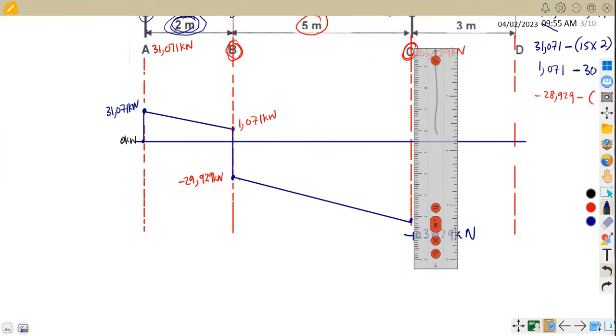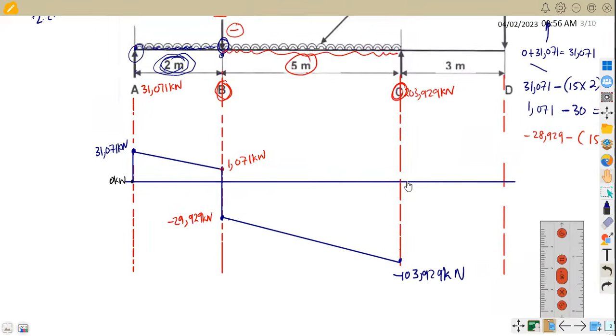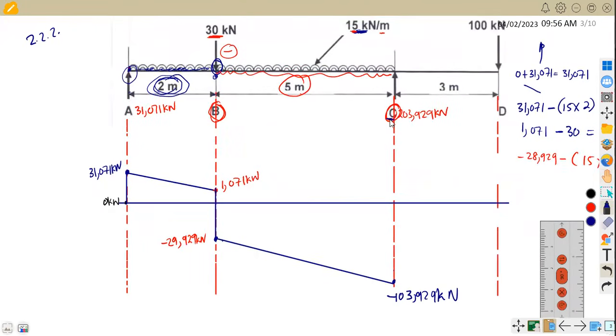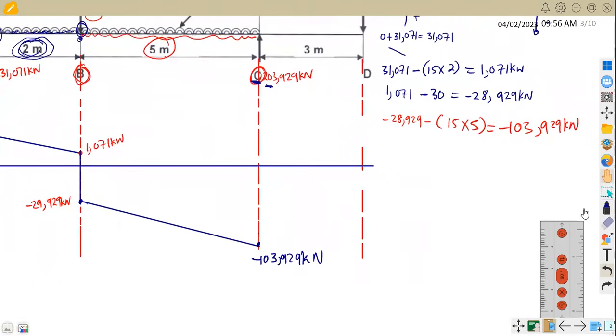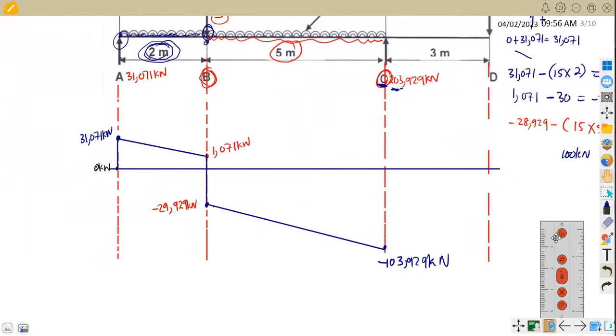All right, so let's check what happened again from the point C. At point C, we have got a special point which is there, which is a support of 203.929. So a support, it goes up, we are going to add. So we are going to add at this point at negative 103.929, we are going to add 203.929, which is going to give us 100 kilonewton. So if you add properly, you are going to obtain 100 kilonewton in this case. Okay, so the 100 kilonewton is direct up.